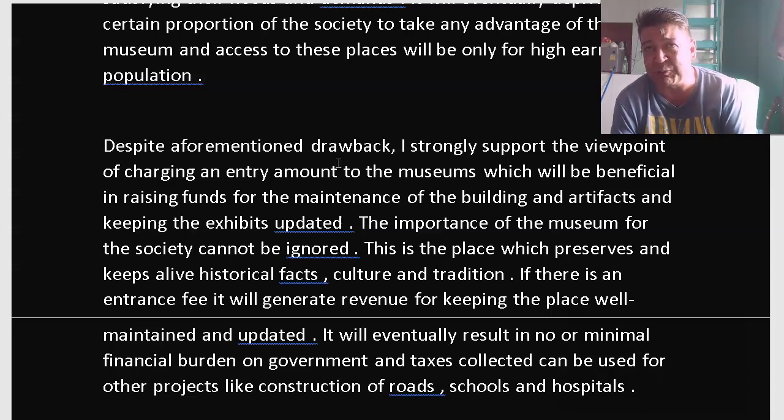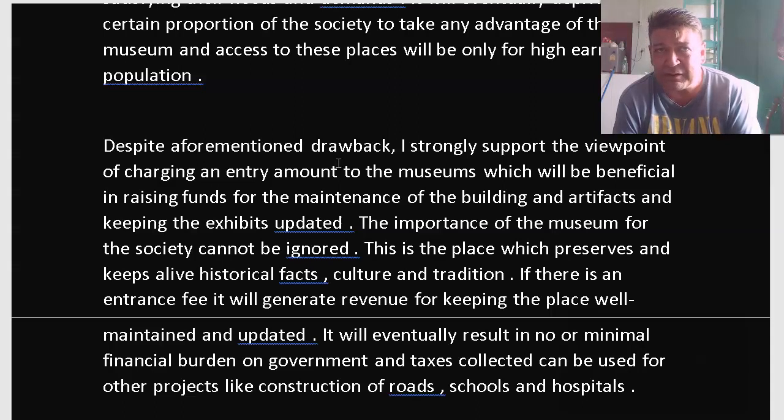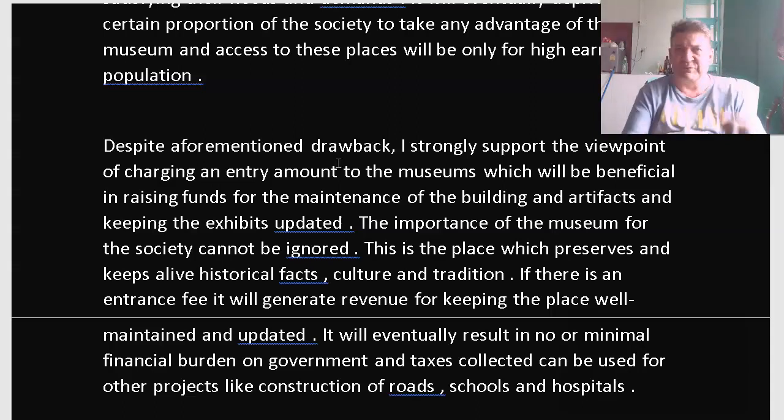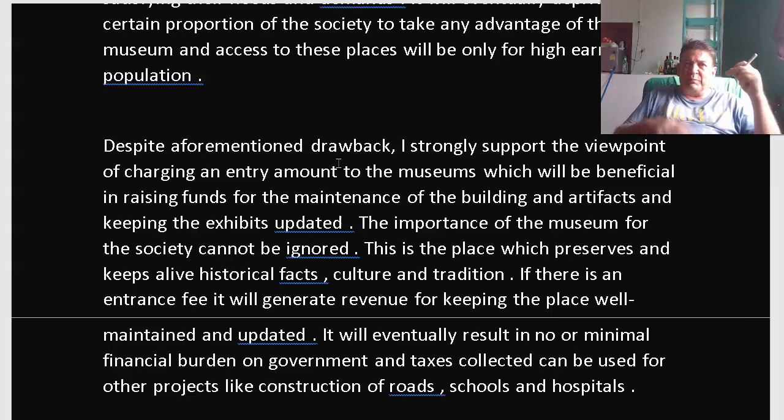"Museums are places which preserve and keep historical facts alive." Facts? Facts? Oh, excuse me. "Historical facts, culture, and tradition alive." Keep alive historical facts, culture. Historical culture? No. Keep culture and traditions alive. Those three don't belong in the same group.